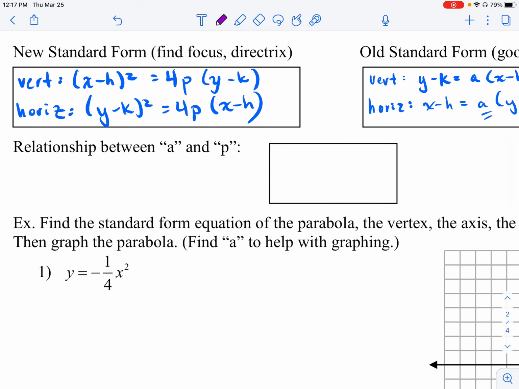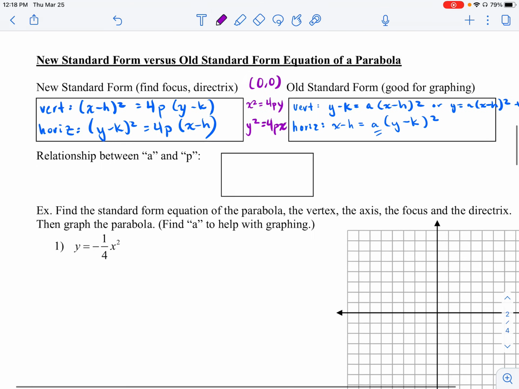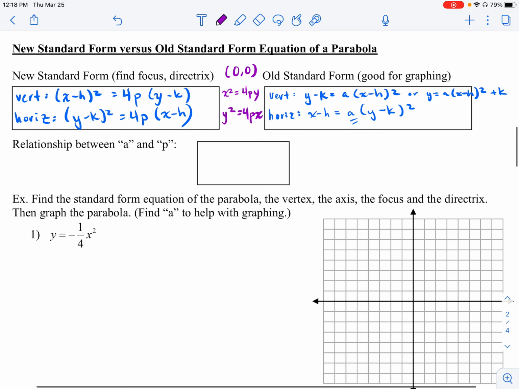We could also write versions of these forms when our center is at the origin. So when our center is at the origin, I'll just write that for our origin there. We would say x squared is equal to 4py. That means our h and our k values are 0. And y squared is equal to 4px. So comparing the two, what's the benefit of each? The old standard form was great for graphing because it told us things like the behavior of our function pretty easily. The new standard form tells us our focus and our directrix really easily.